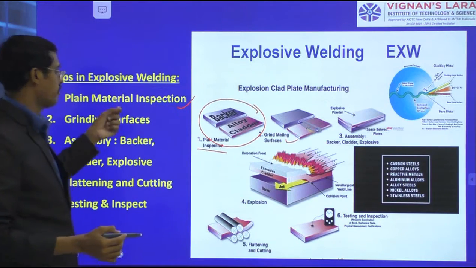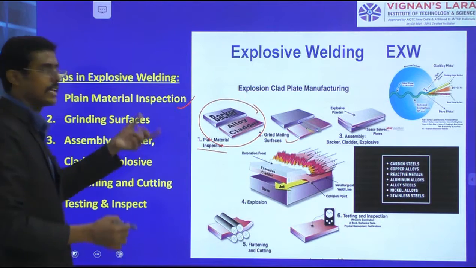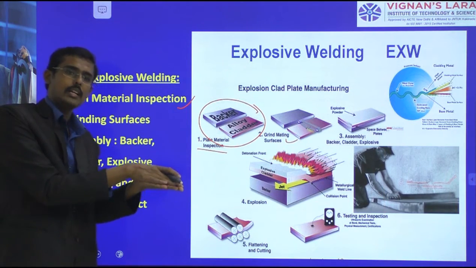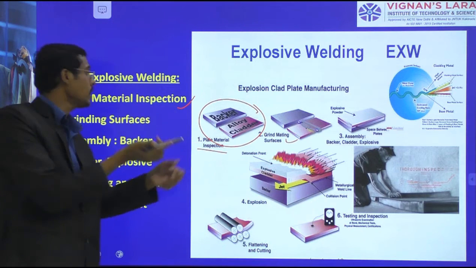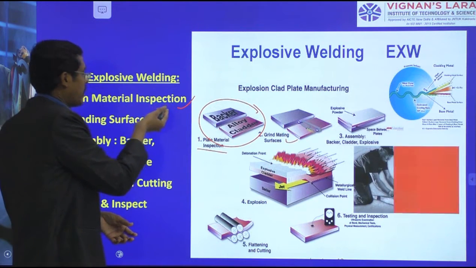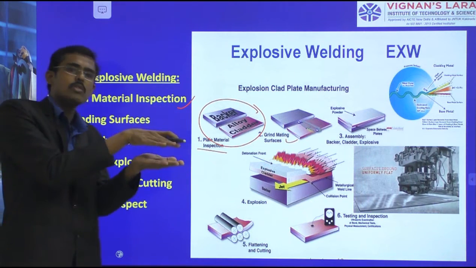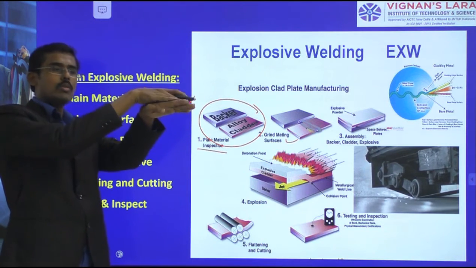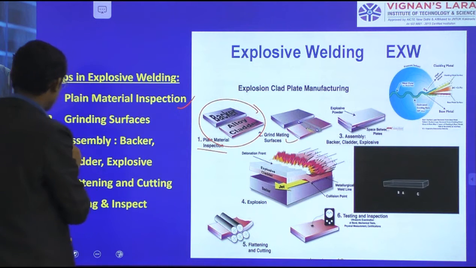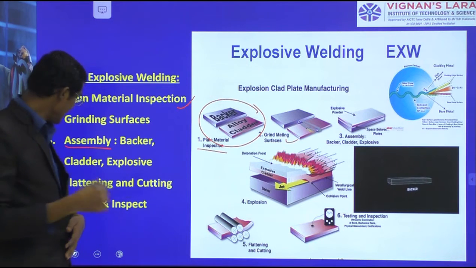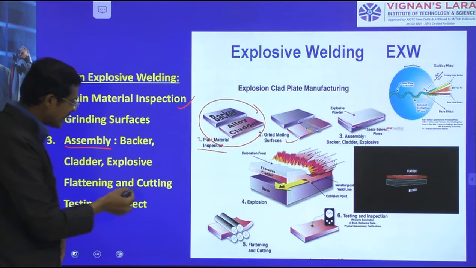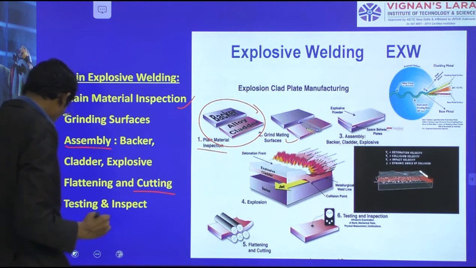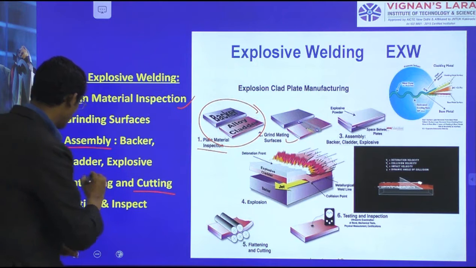Then the assembling of the base, cladder and explosive, all things are assembled. Base plate first, then cladding. We have taken the base material separately, everything is done separately. Then we place the base material, cladding, buffer, explosive, all ready, assembling. So assembling is over. And next, flattening and cutting process. Here one more process we need to do: we have to do the welding methods. Here the welding will be there.